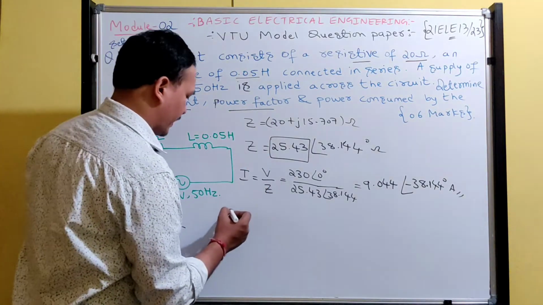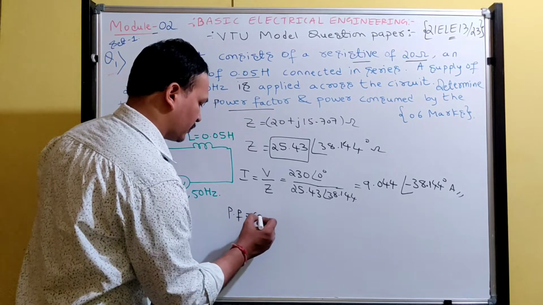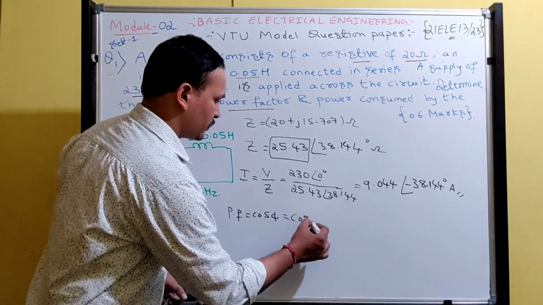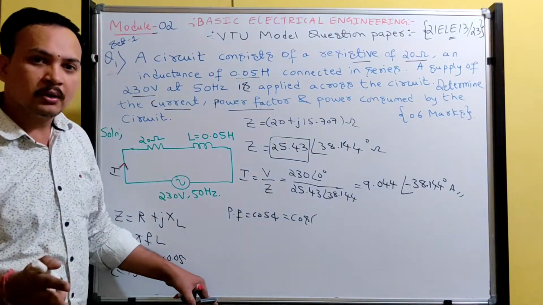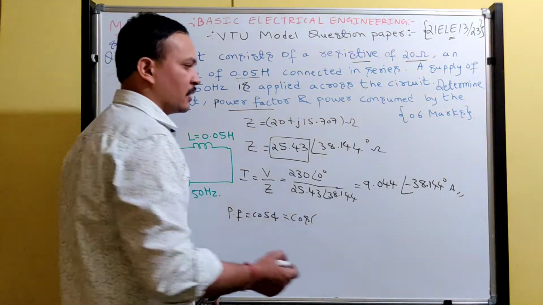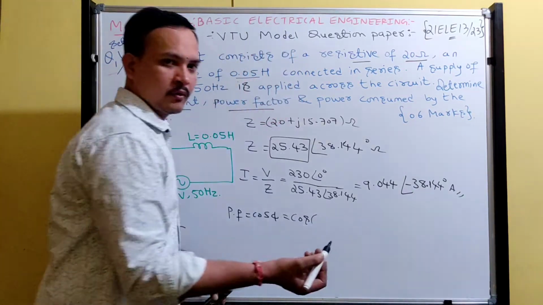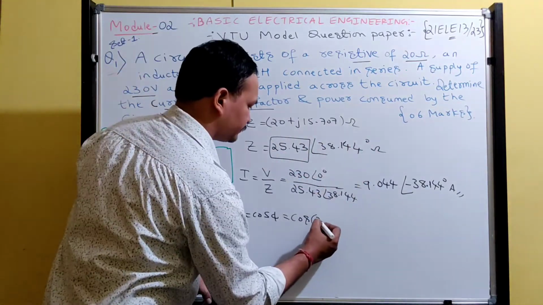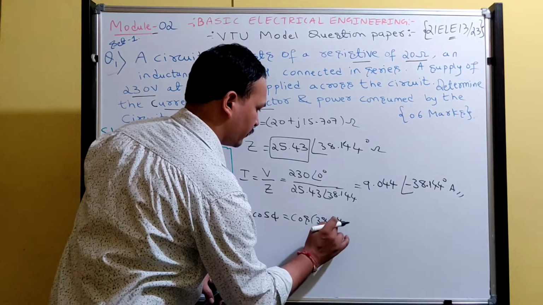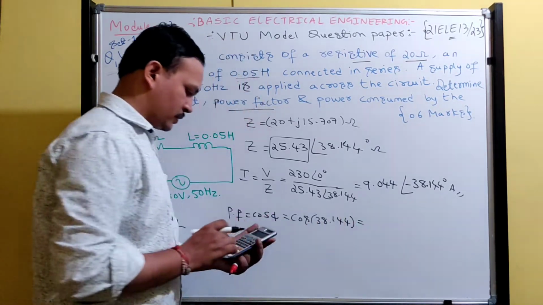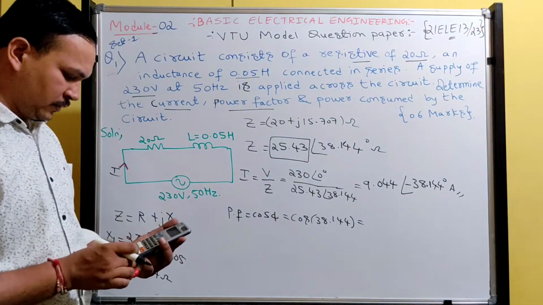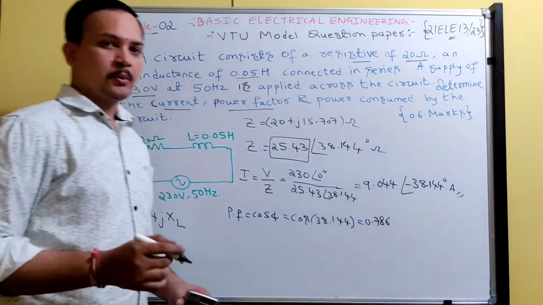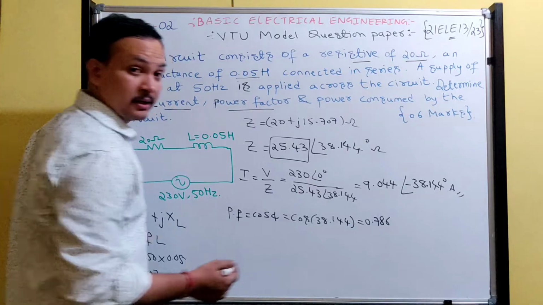Next question: power factor. The power factor formula is simple, cos phi. Cos phi indicates the angle between voltage and current. That angle is 38.144. Otherwise, you can take the impedance angle. You take only the value of the angle, 38.144. That gives cos 38.144, so we are getting a value of 0.786.